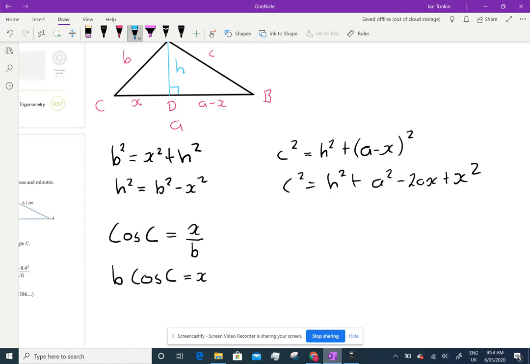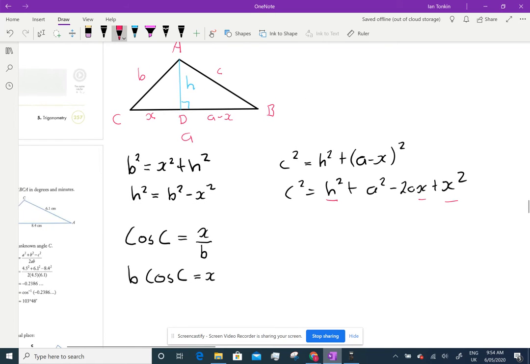Now, I want to get rid of things I don't know. I don't know h, and I don't know any of the x's. The only things I know in my triangle are the things outside, so the angles and the sides. So I know little a, b, c. So I have to get rid of the h and the x. Over here, I've got h in terms of b squared and x squared. And you might think, well, that's not going to work.